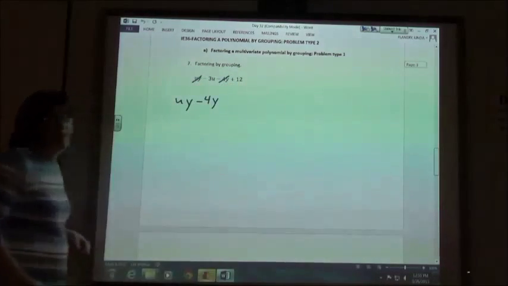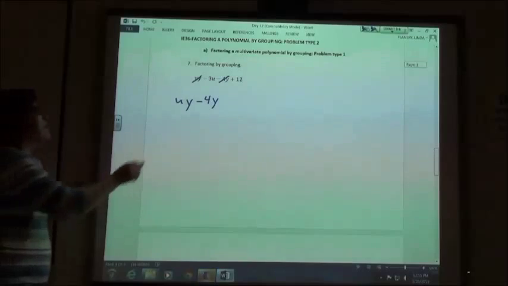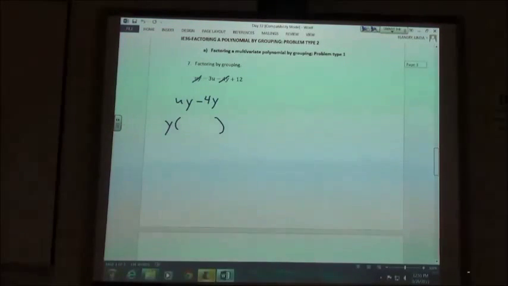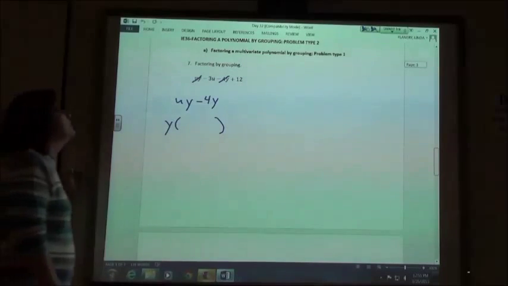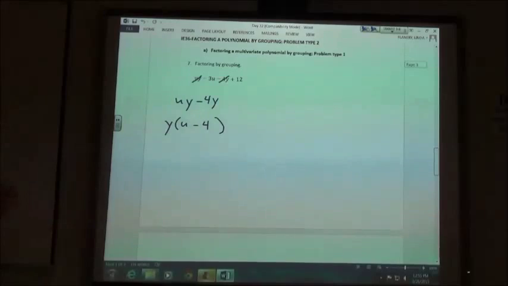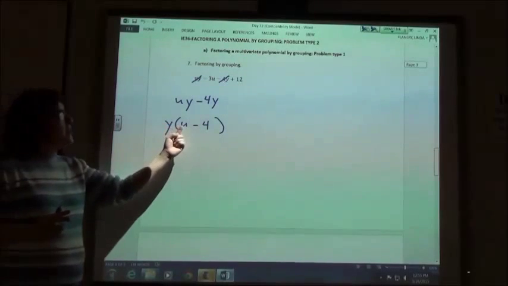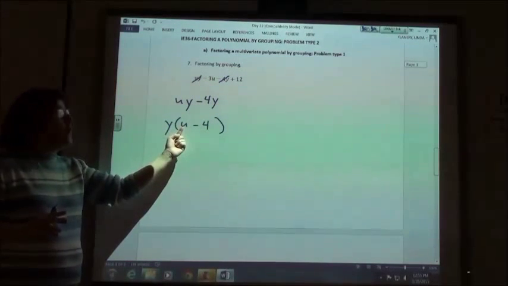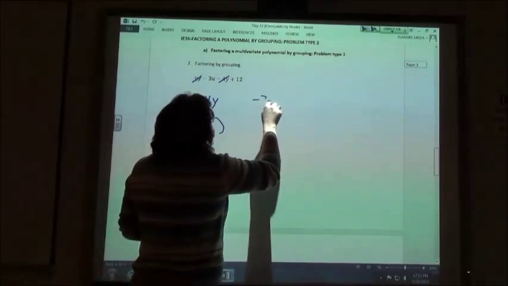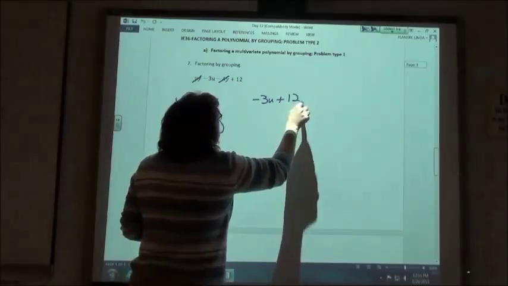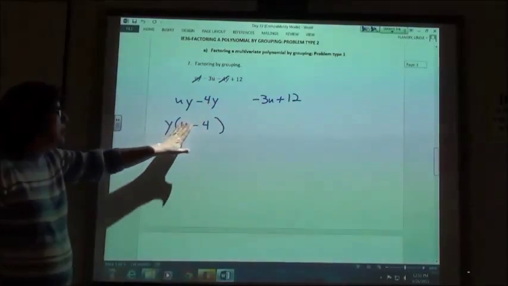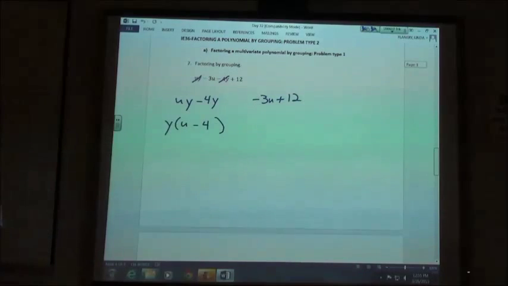They both have y's. We can see then that the greatest common factor is y. And if I take the y out, I'm going to be left with u minus 4. So when I write down the other 2 terms, I want to have a u first, so I want the term with the u first. So I'm going to write down the negative 3u and then the plus 12. And then again I'm going to say, okay, what do I need to divide out of negative 3u to get just the u? Negative 3.